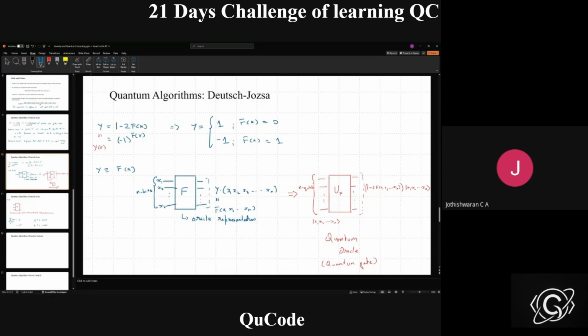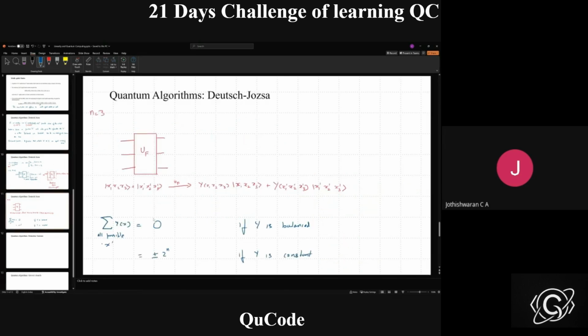But for our present application, every balanced function, if I take the sum, is going to give me 0. Every constant function will give me either plus 2 to the power n or minus 2 to the power n, for a function defined over n bits. Okay, since that is the case, I can now use this information to distinguish. So this is how I distinguish between them. This is my distinction.